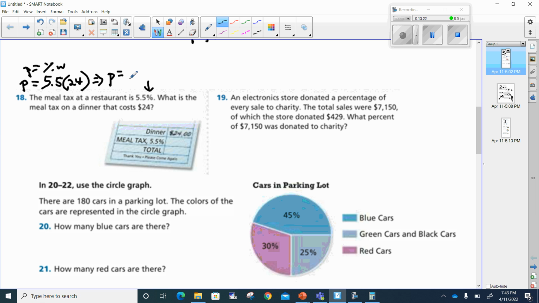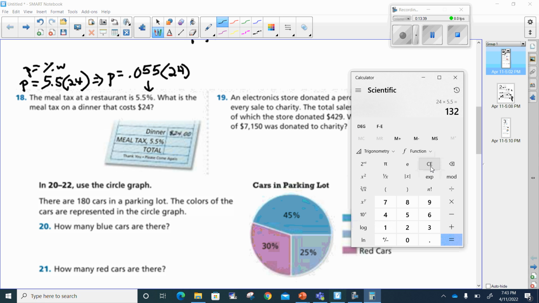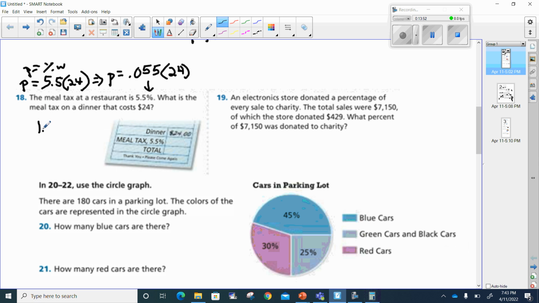So this is actually going to equal: part equals 0.055 times 24. So when we do this, this is 0.055 times 24, and that's going to give us 1.32. And since they're talking about tax, that means $1.32.